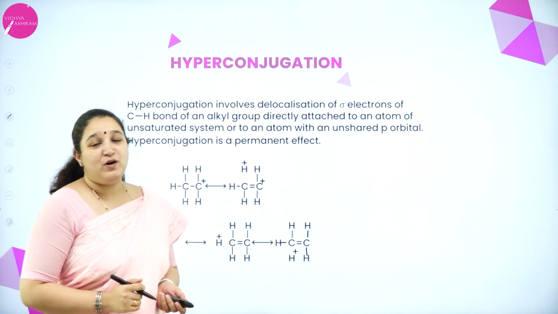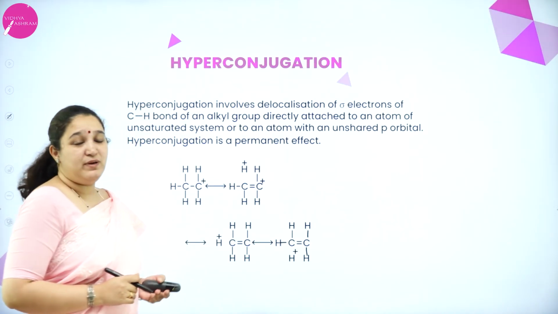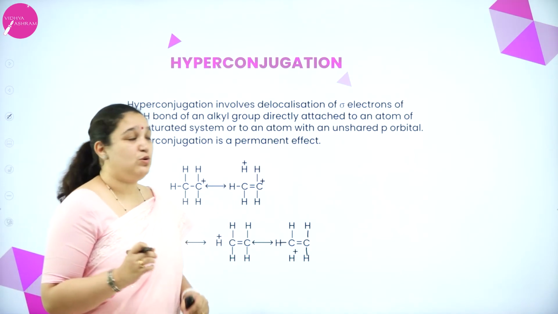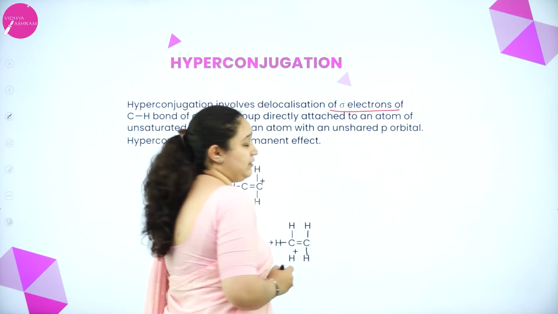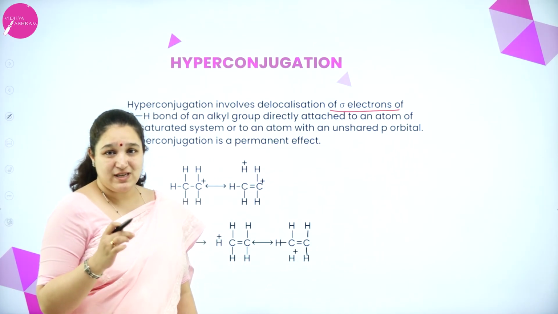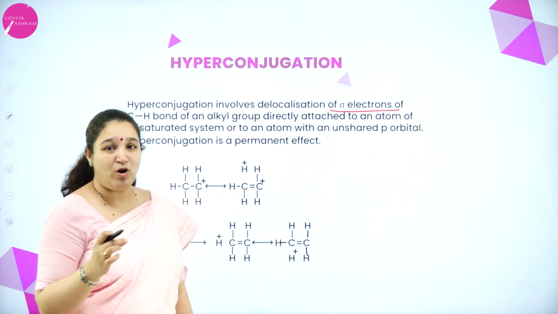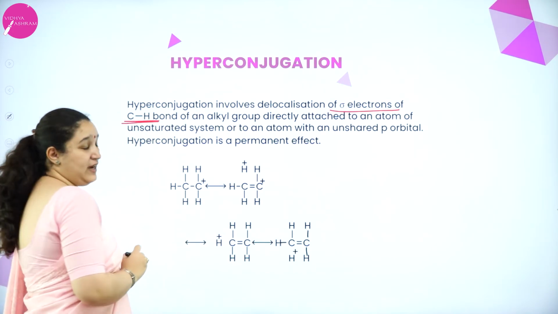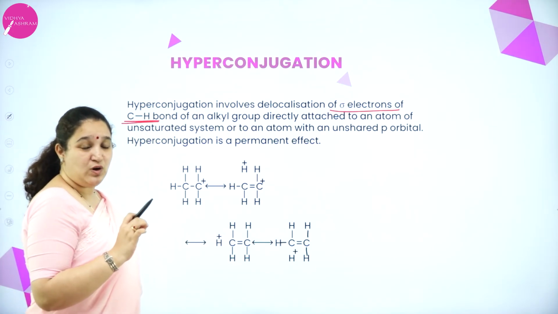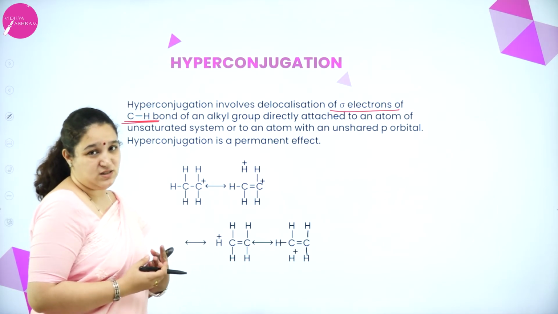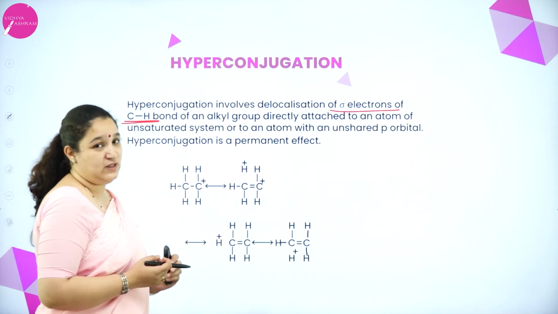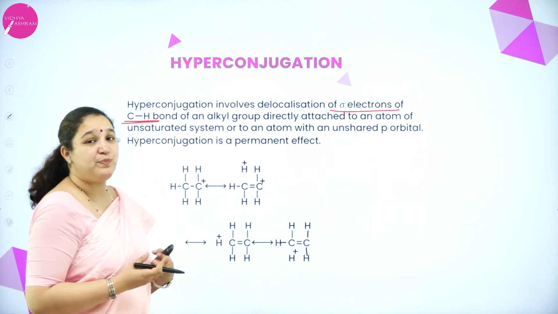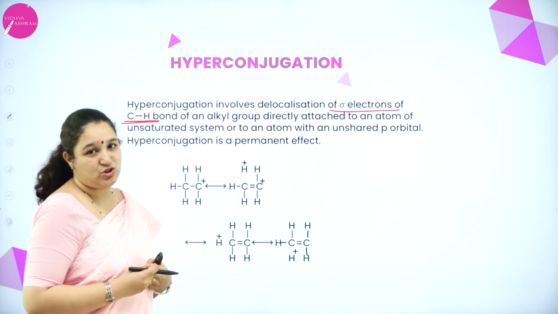Next is the hyperconjugation effect. What is the meaning of hyperconjugation effect? In hyperconjugation, there is delocalization of the sigma electrons. The sigma electrons, that is the electrons involved in the sigma bond, get delocalized. That is, only those in the CH bond, when it is attached to an unsaturated system or to a carbon atom with a positive charge, or it contains an unpaired or unhybridized p orbital, then hyperconjugation can happen.